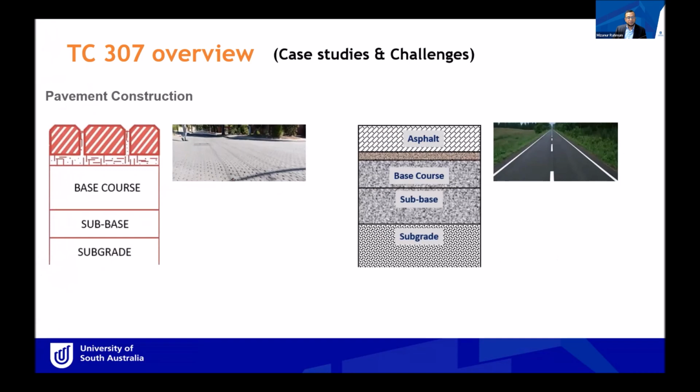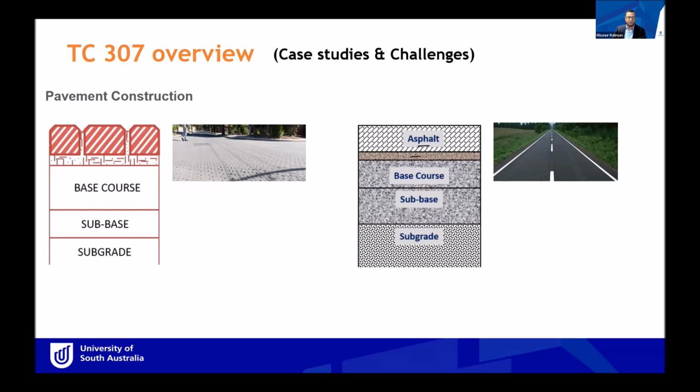Now, I'll show my research based on case studies and challenges when we try to measure the sustainability of a project. What I have over here are 2 pavement construction methods. One is with interlocking block pavements. On the top surface, we have these concrete blocks. They're lying on coarse sand. Then underneath, we have base course, sub-base course, and subgrade. The same pavement can be constructed with asphalt, multiple layers of asphalt. Then we have base course, sub-base course, and subgrade.